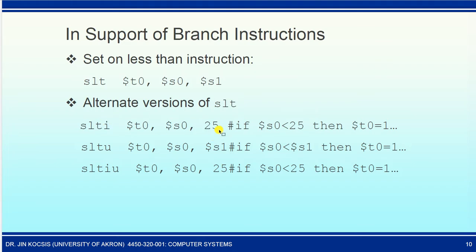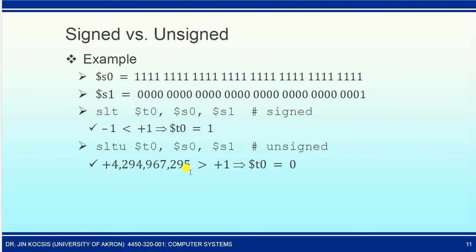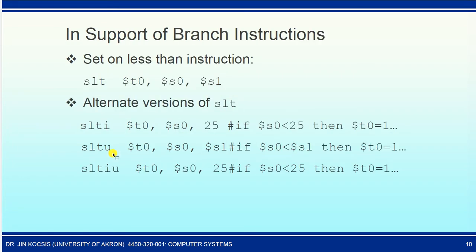Immediate means the second operand is a constant. Unsigned means both source operands are non-negative. Immediate unsigned means the second operand is a non-negative constant and the first source operand is a non-negative variable. This is very important because sometimes if you do not pay enough attention to the operation, you might make some mistakes. This example shows how important it is to pay attention to the operation representation, whether that is a set and less than, or set and less than unsigned, or set and less than immediate, or set and less than immediate unsigned.